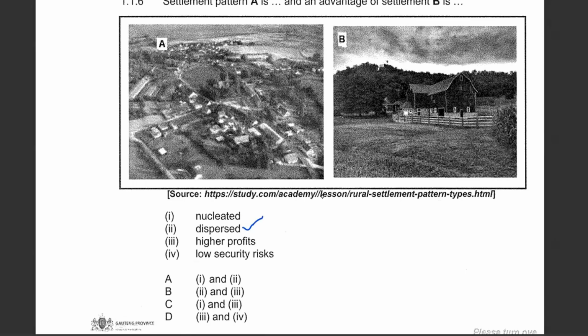And the advantage of the isolated settlement is definitely higher profits. The farmer does business or does farming on their own without interference of the other people, and also they have a larger piece of land without sharing of equipment and machinery. So they make huge profits from the farming activities. So the correct combination there is item 2 and item 3, which are on response number B.